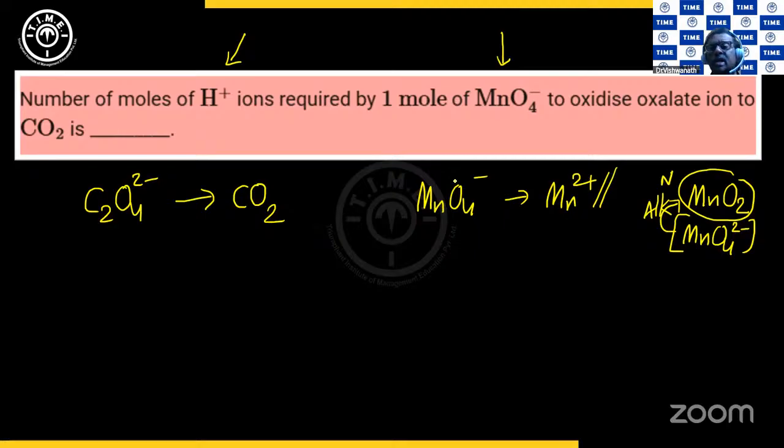We need to balance this reaction first, right? So shall we use the oxidation number method? For this, it is +7. This is +2. The change is how much? The change is 5. Keep this in mind.